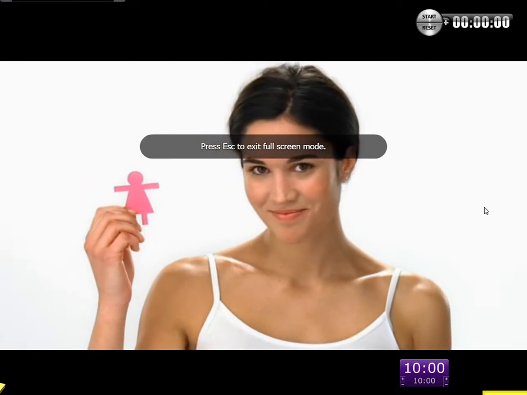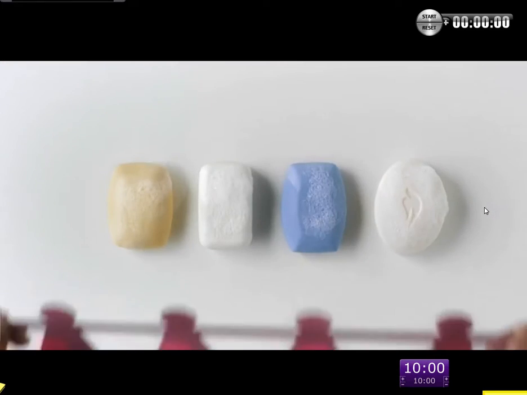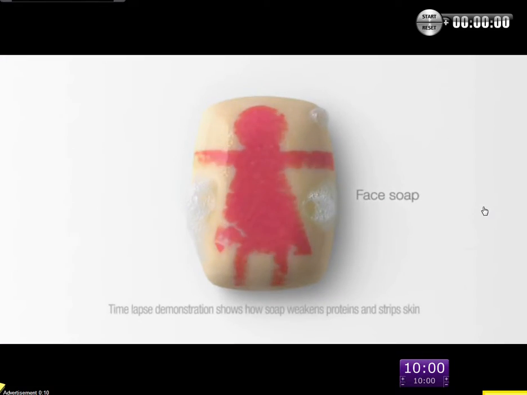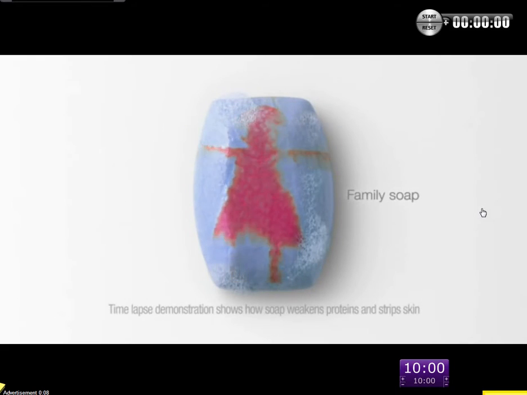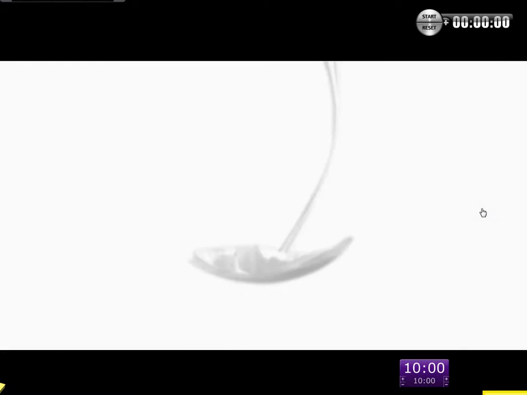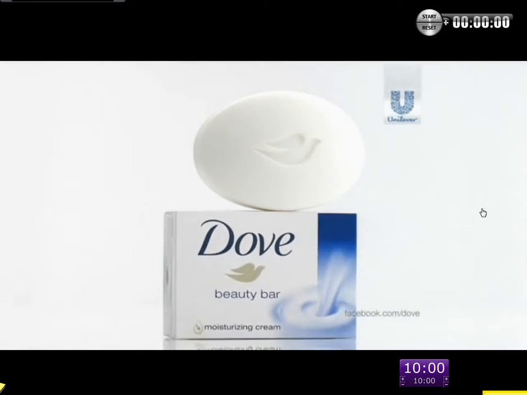This test paper behaves like the surface of your skin. Now watch what soap does to it. Soap strips your skin. That's bad. Dove is different. With 1/4 moisturizing cream, Dove doesn't strip your skin like soap.